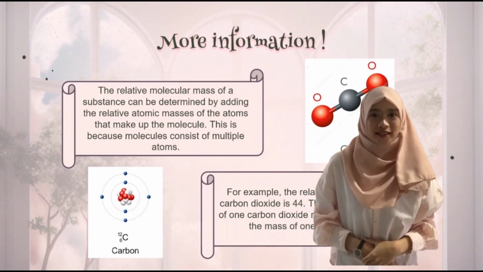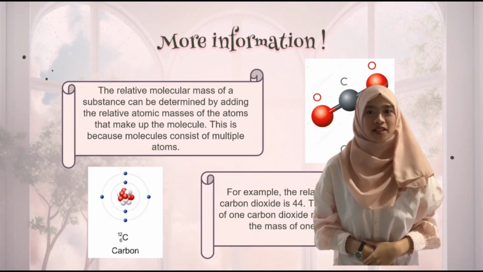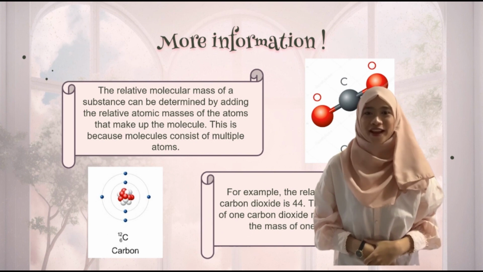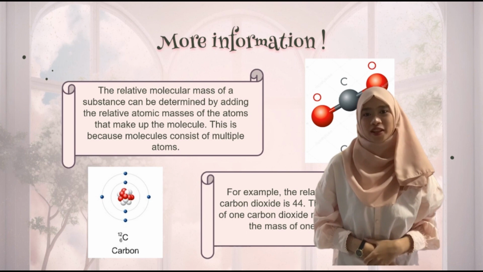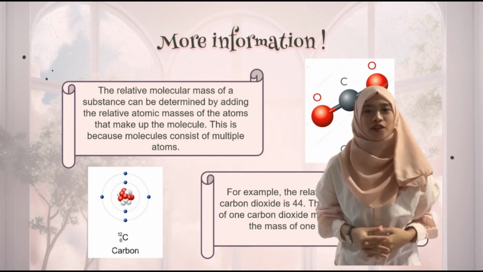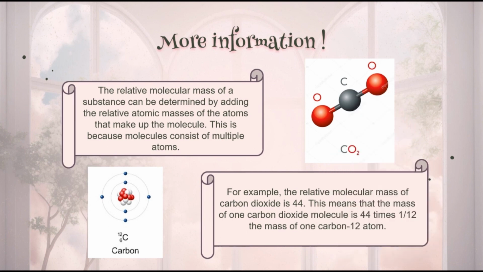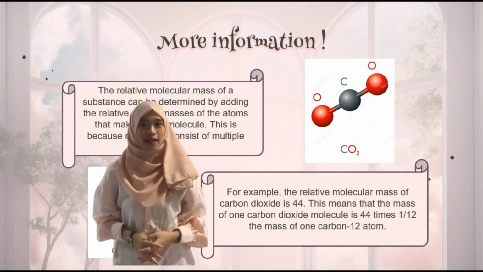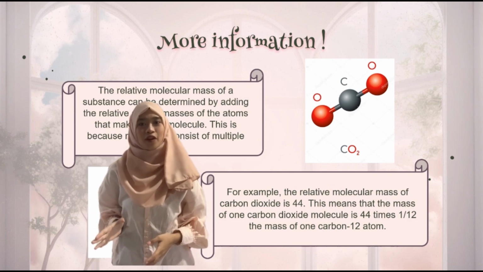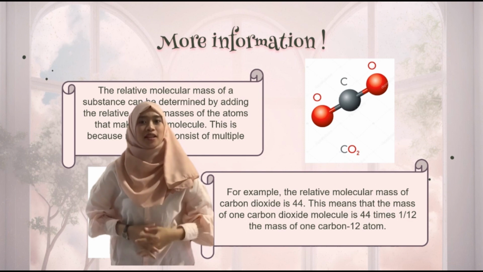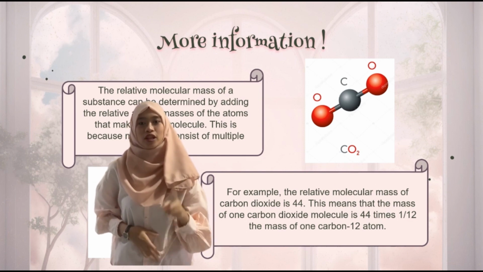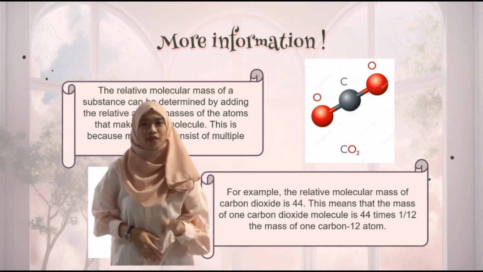More information. The relative molecular mass of a substance can be determined by adding the relative atomic masses of the atoms that make up the molecule. This is because molecules consist of multiple atoms. For example, the relative molecular mass of carbon dioxide is 44. This means that the mass of one carbon dioxide molecule is 44 times half the mass of one carbon-12 atom.